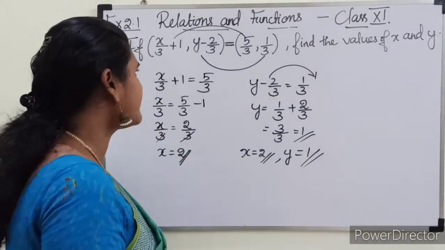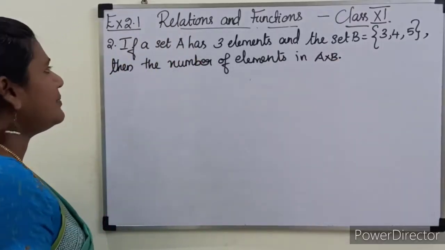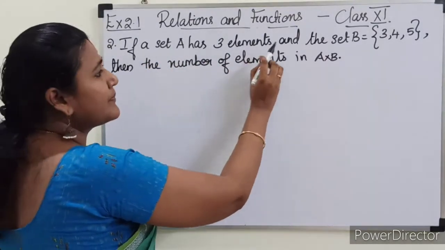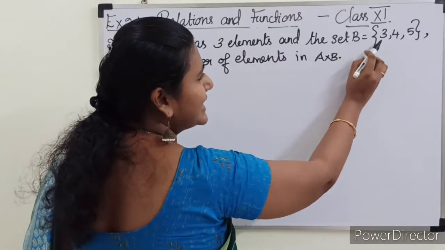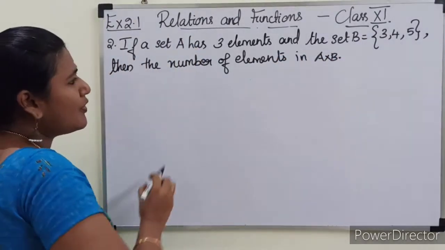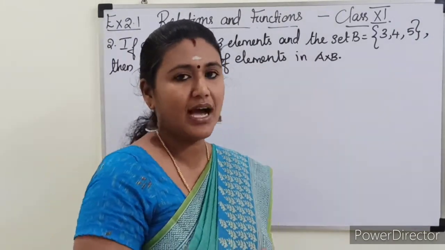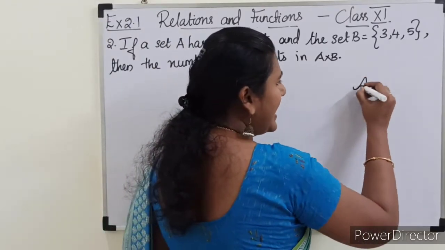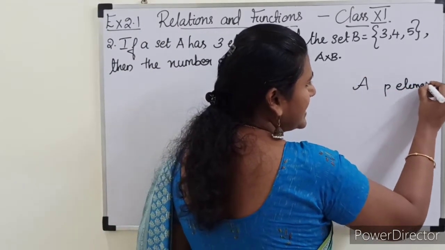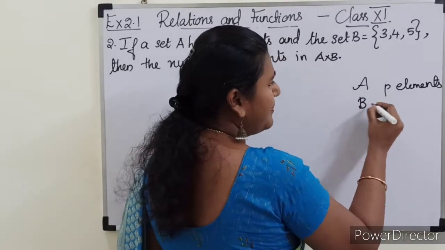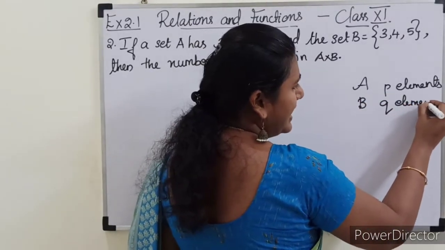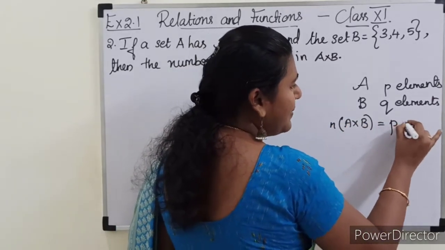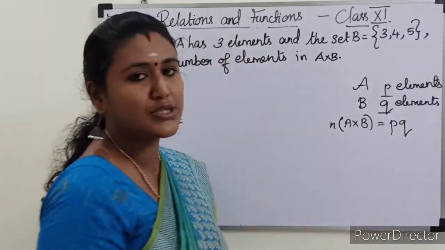Now the next question. Question number 2: if a set A has 3 elements and the set B is equal to {3, 4, 5}, then find the number of elements in A cross B. We have already studied this concept. If set A has p elements and B has q elements, then the number of elements in A cross B will be pq, that is the product of these two numbers.